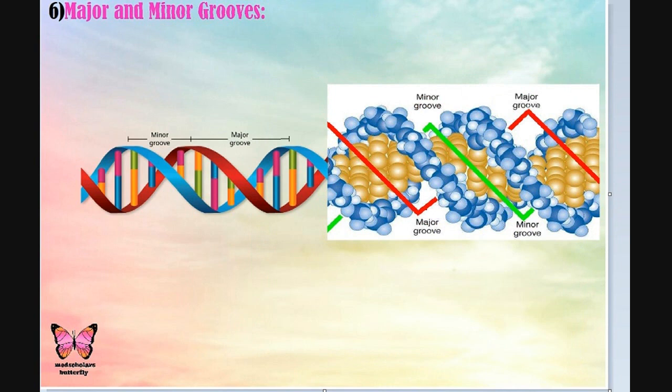Some are small and some are large. The small grooves are known as minor grooves, whereas the bigger grooves are known as major grooves. As you can see here, it is magnified. You can see how minor grooves are smaller, and in major grooves the distance between the turns is larger.